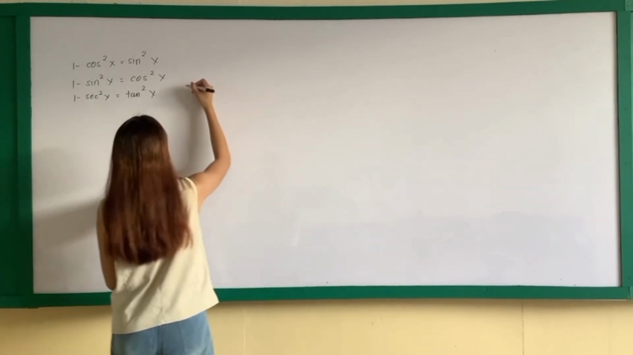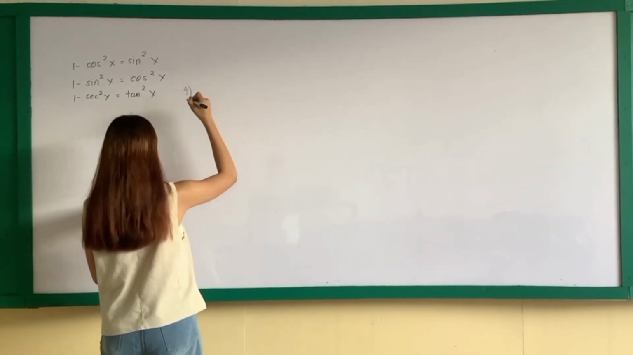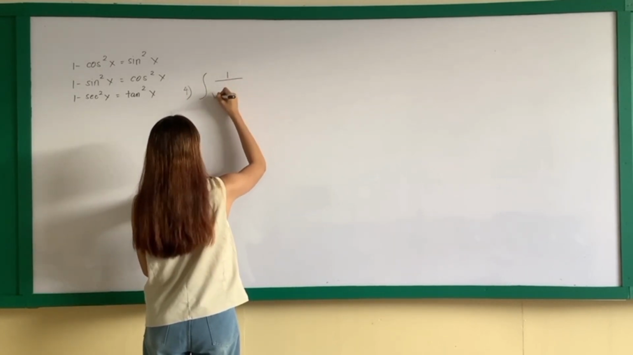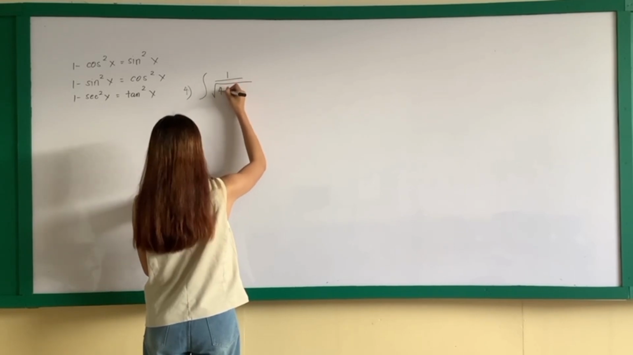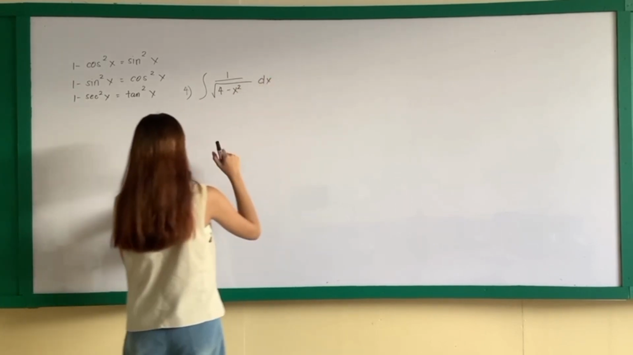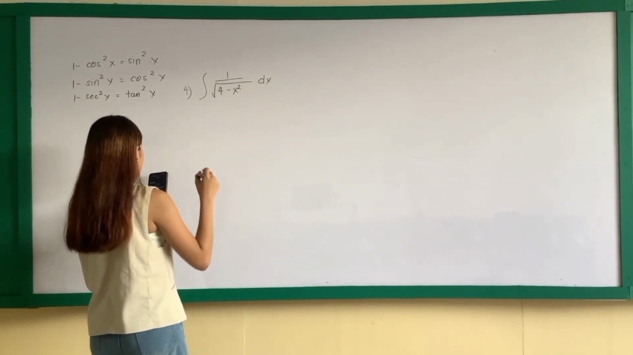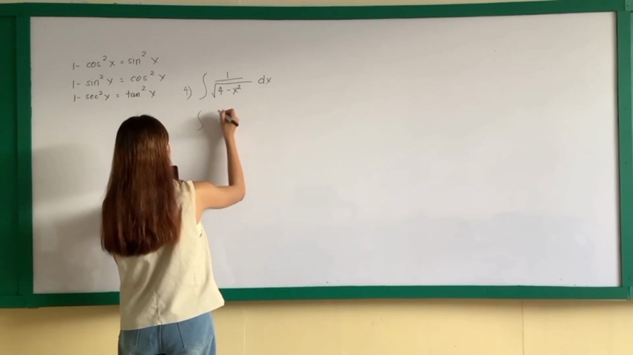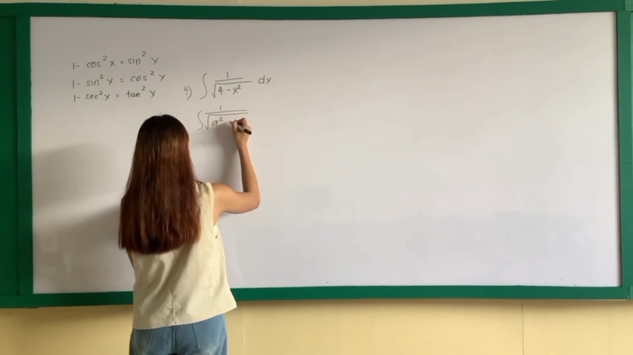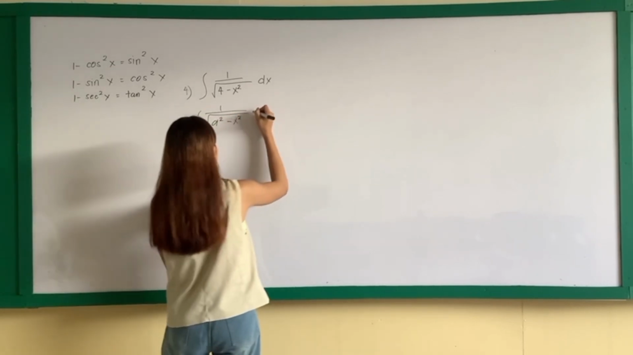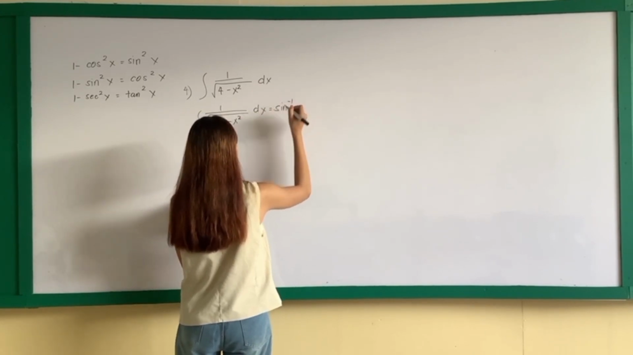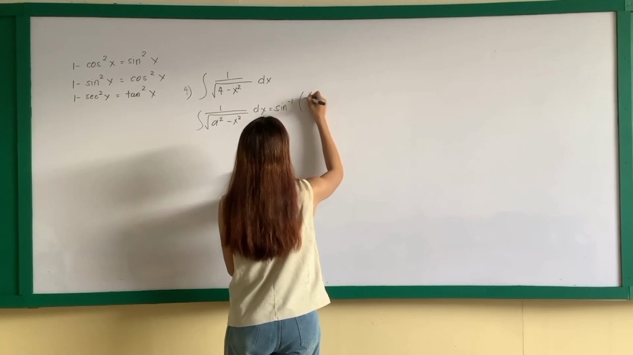Our problem number 4 is the integral of 1 over the square root of 4 minus x squared dx. This form is similar to the inverse trigonometric function, 1 over square root of a squared minus x squared dx, which equals arc sine x over a plus c.